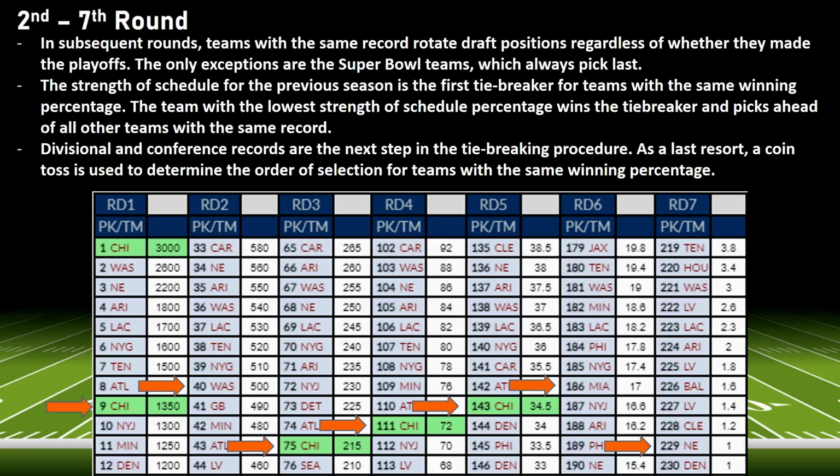You can see in the 6th round, that's the pick we traded for Dan Feeney. And in the 7th round, that's the pick 2 years ago that we traded for N'Keal Harry. So the strength of schedule for previous seasons is the first tiebreaker for teams with the same winning percentage. Team with the lowest strength of schedule percentage wins the tiebreaker and picks ahead of all other teams with the same record. Divisional and conference records are the next step in tiebreaking procedures. As a last resort, a coin flip toss is used to determine the order of selection for teams with the same winning percentage. Kind of interesting.